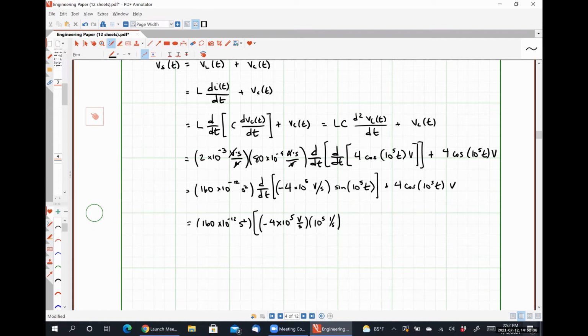So what happens when we take the derivative of sine? Should just be cosine. Close this guy right here. Plus 4 cosine 10 to the 5t volts. All right, so now we've got a little bit of math to do.